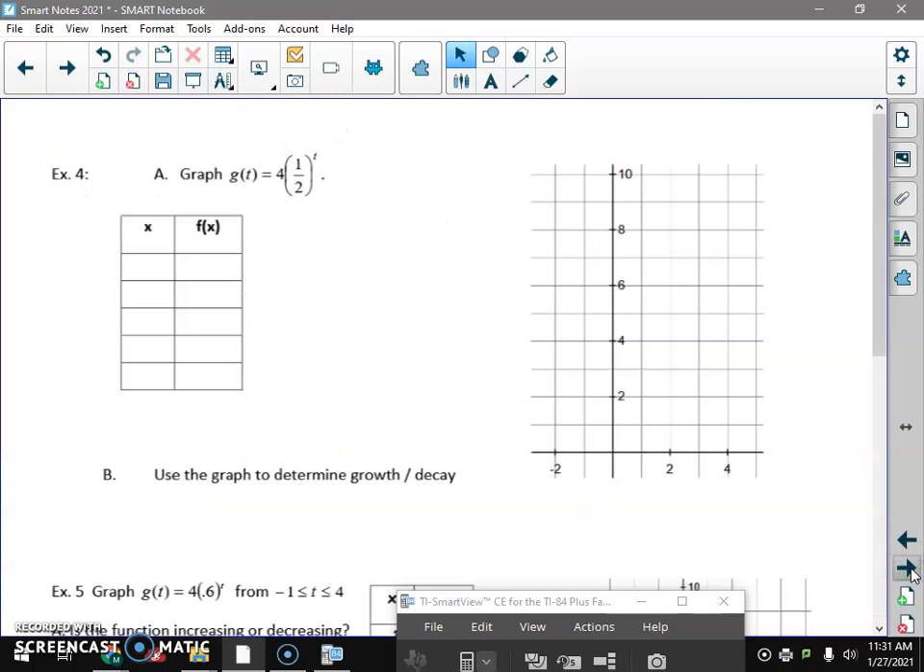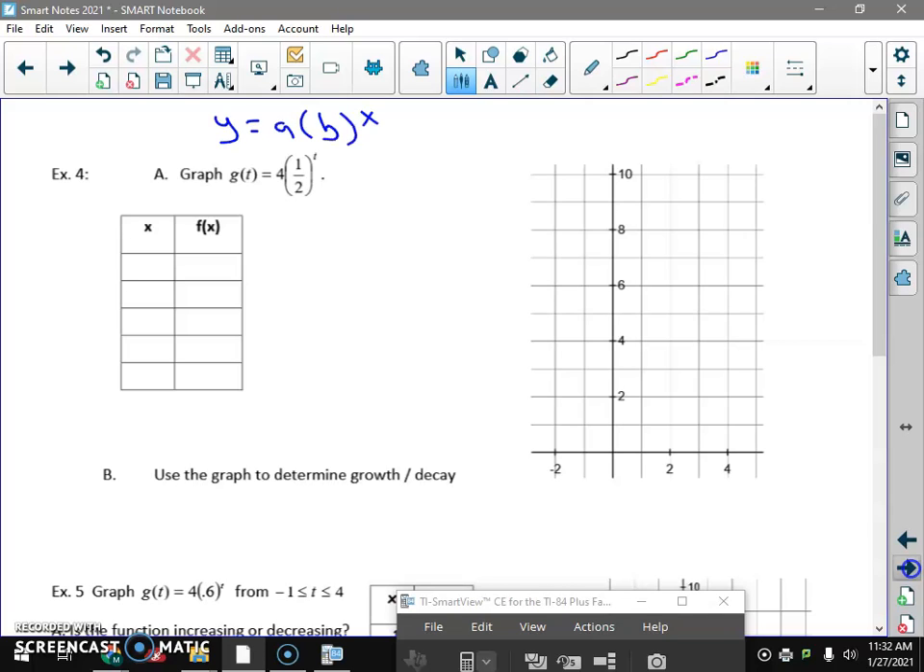We've got our next example. g of t equals 4 times 1/2 to the t. Now the question becomes, is it the 4 we're looking at or the 1/2? Since our normal equation is y equals a times b to the x, it's the b that's important. It's going to be the 1/2 in parentheses. And that's a fraction, so my guess is, I think it's going to be decay. I'm going to put a question mark there.